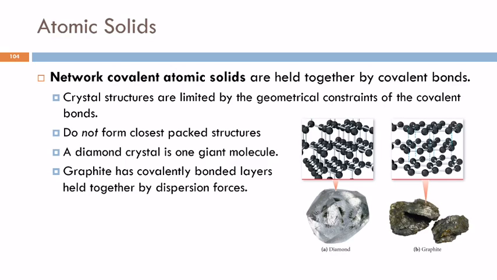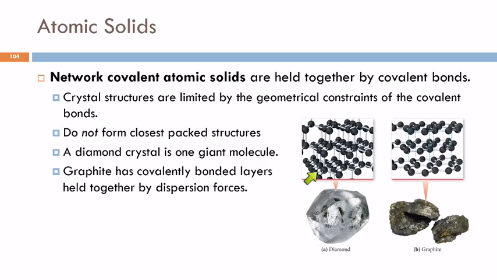And then we have what are called network covalent atomic solids. In these substances, which are elements, instead of the individual atoms being held together by dispersion forces, they're actually covalently bonded to each other. And so this is kind of an odd situation.